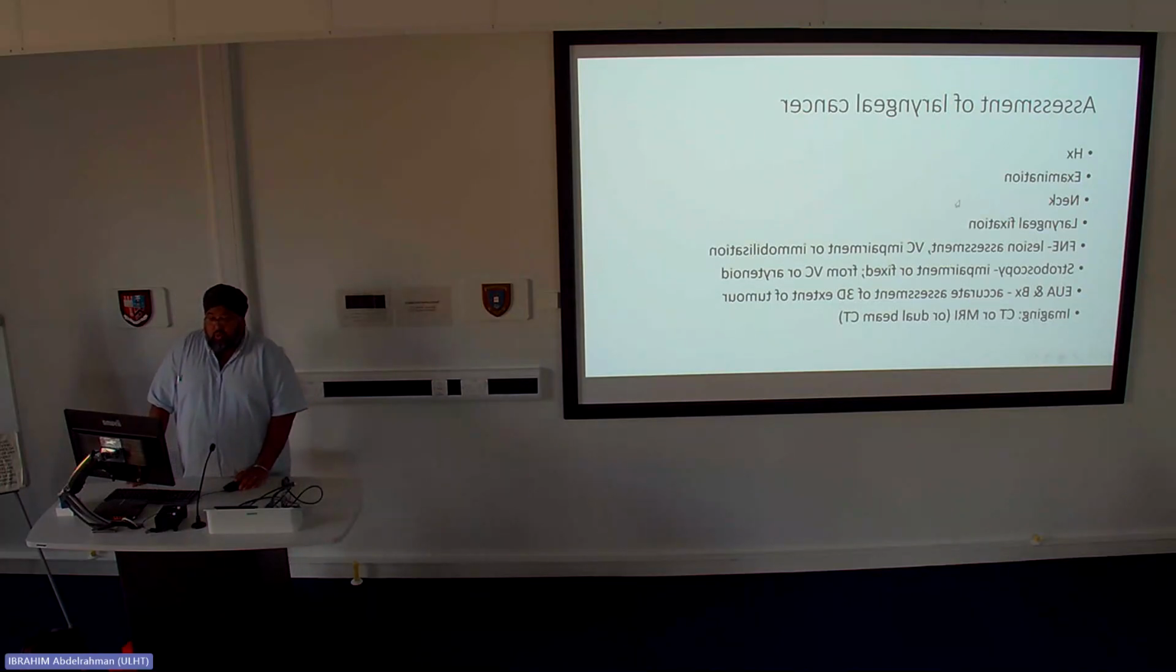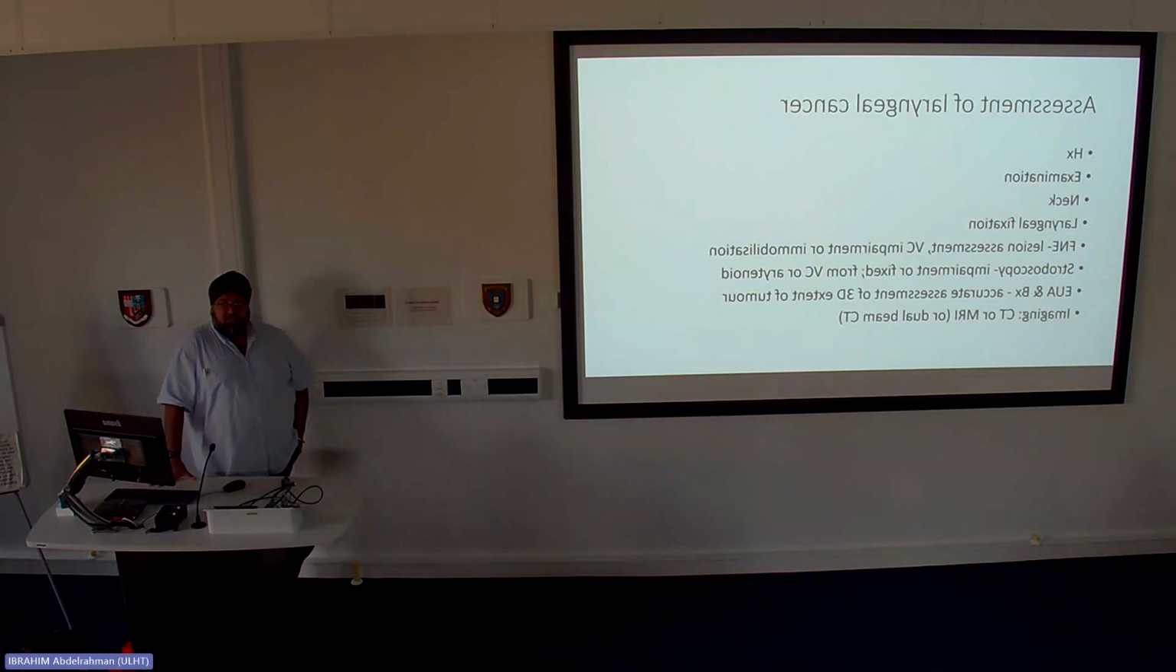You examine as you do always. In an ideal world, you examine the neck, you examine the oral cavity, you check for laryngeal fixation on the outside. Your fibreoptic nasendoscopy wants to look at where the lesion is, what's affected, more importantly, what is not affected, because that does change things. And you want to check your vocal cord mobility. Is there any impaired mobility? Is there fixation of the vocal cord?